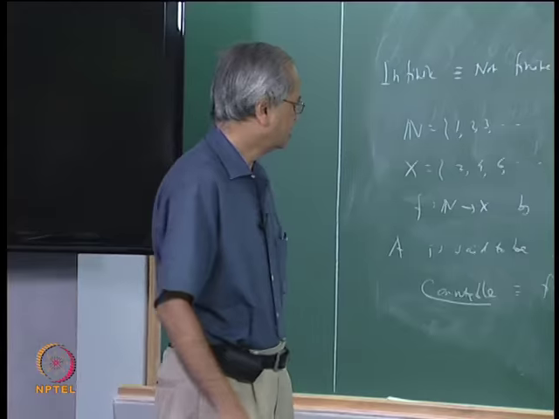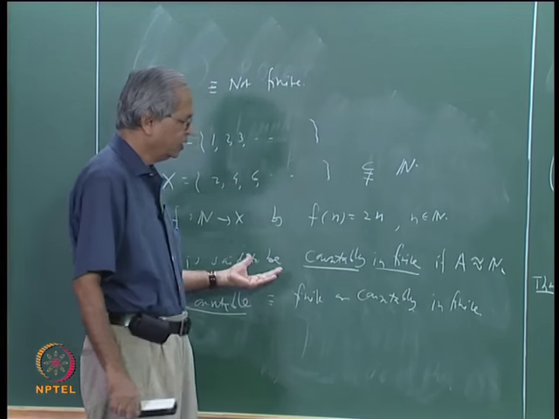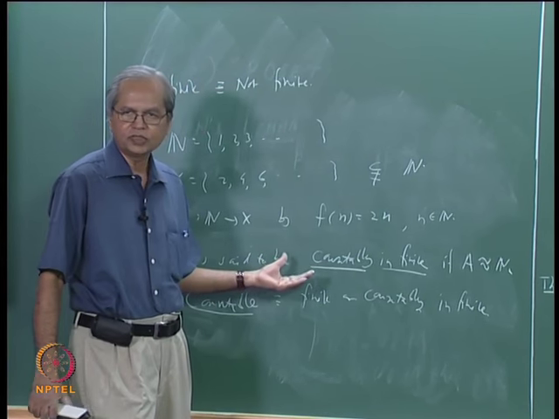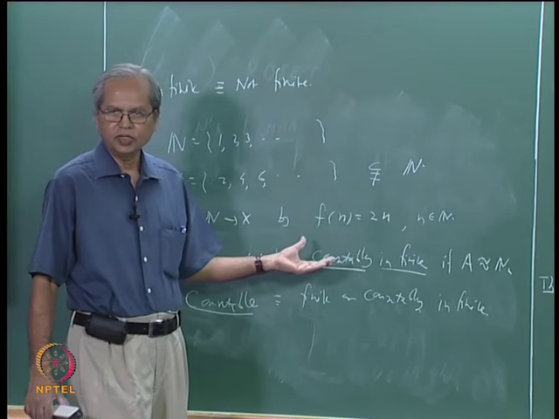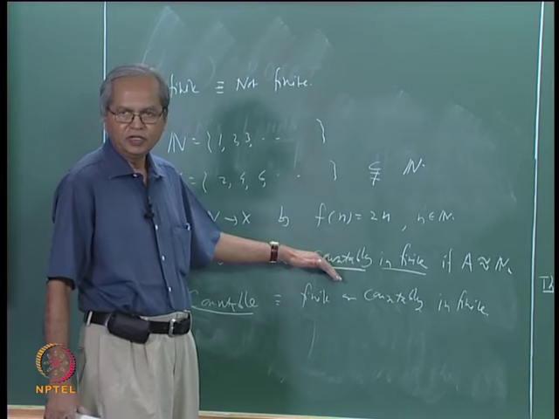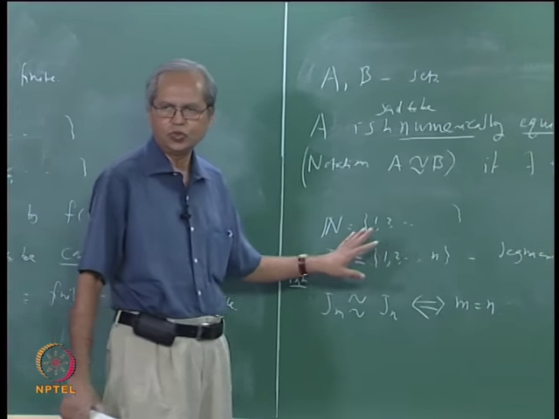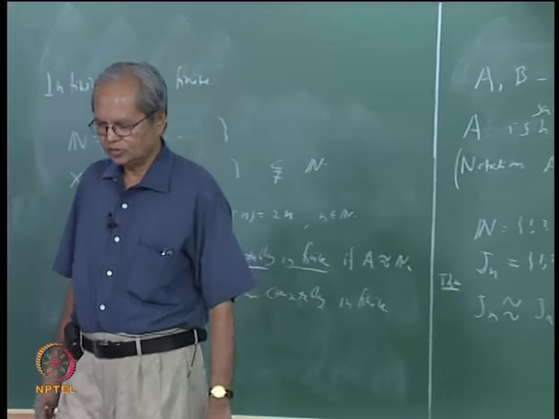So using the language of a sequence, if a set is countable, you can view the elements of the set A as a sequence, as the range of a sequence. If it is countably infinite, or if it is finite, then you can just write those elements as a1, a2, an, etc. All right.